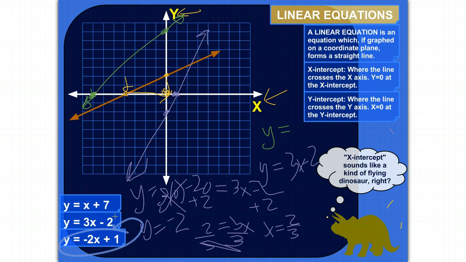Why don't you try this? When the line crosses the x-axis, y is 0, so plug in 0 for y. And when it crosses the y-axis, x equals 0, so plug in 0 for x and find out what y is.